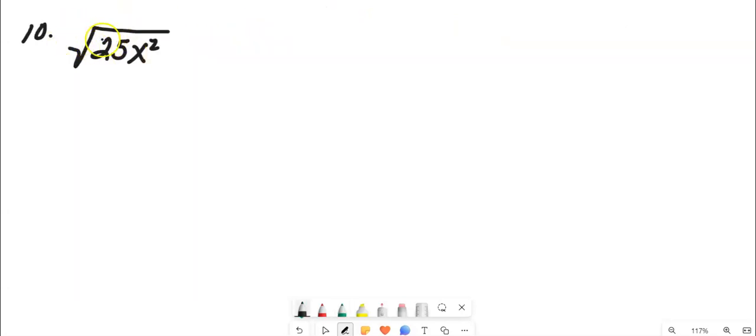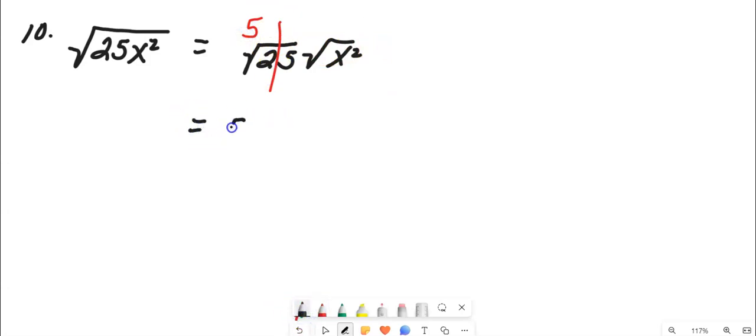All right, number 10 is the square root of 25x squared. Now, you can always break this up with the number and the variable because this means the same thing. They're both being multiplied. Now, we know the square root of 25 is simply 5. So we can write that one out. So that equals 5. And then we didn't do anything with x squared yet.